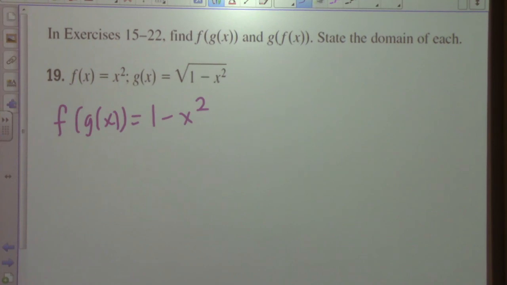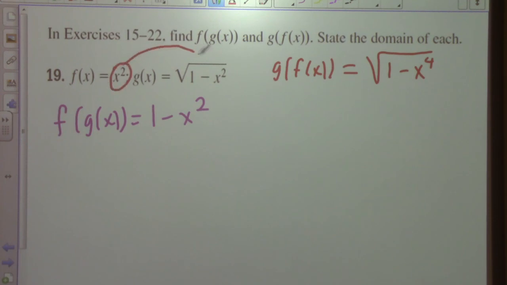Okay, good. And then for this other one, g of f of x, I think it's the same thing. No, because it's the square root of 1 minus x to the 4th. You should get this. Does that make sense? Because it's still inside the square root. So what you've done for g of f of x, you've taken this thing here and replaced this x here, and then you square that, so this x squared squared becomes x to the 4th power.